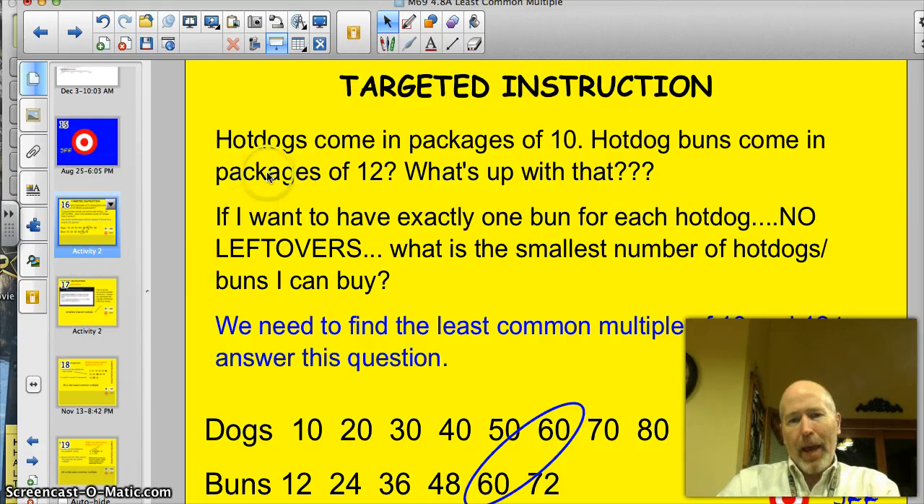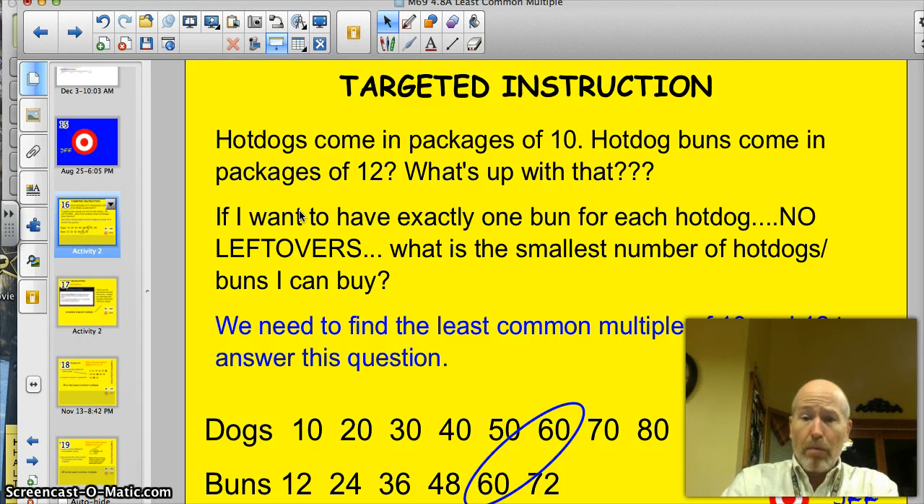Hot dogs come in packages of 10. Hot dog buns come in packages of 12. First of all, what's up with that? Doesn't make any sense to me. Anyway, if I want to have exactly one bun for each hot dog, no leftovers, no waste, what is the smallest number of hot dogs and buns that I can buy?